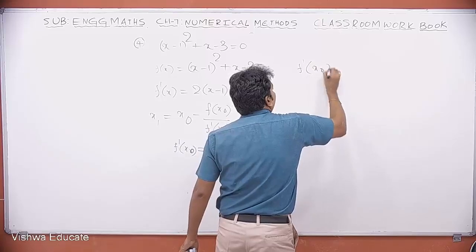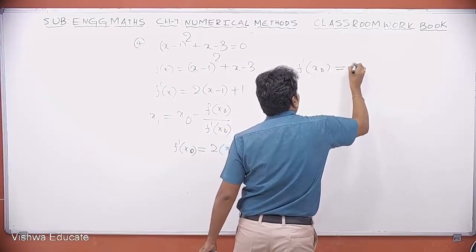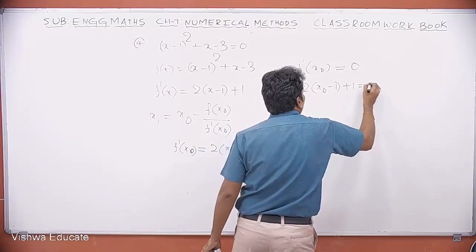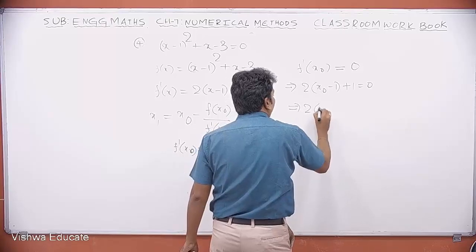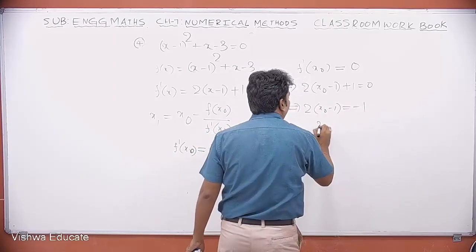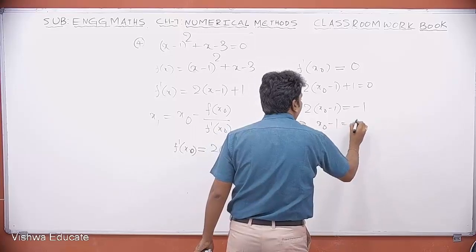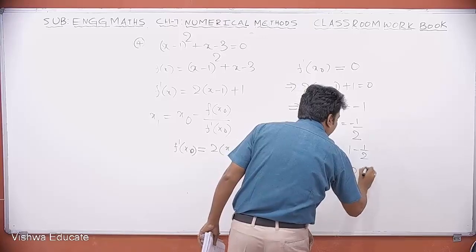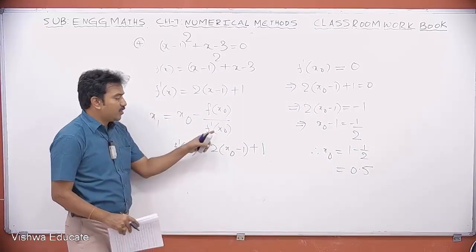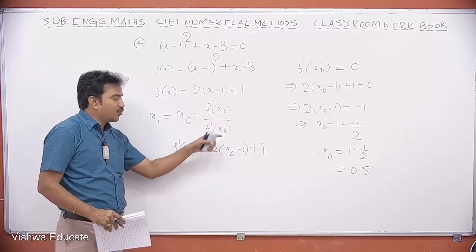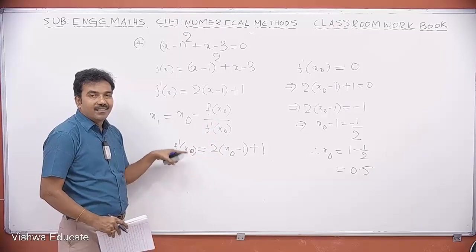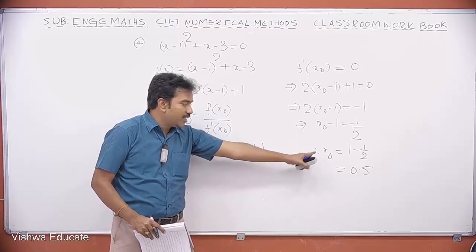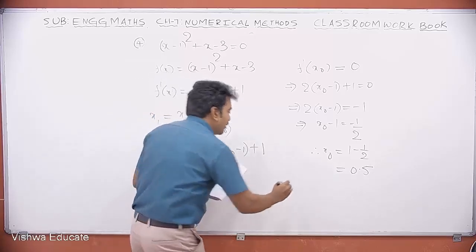Therefore, this must be 0. So for the iteration to fail, f dash of x naught should be 0. This implies 2 times (x naught minus 1) plus 1 equal to 0. So 2 times (x naught minus 1) equal to minus 1. x naught minus 1 equal to minus 1 by 2. Therefore, the value of x naught equal to 1 minus 1 by 2, which gives me 0.5. Whenever the initial approximation you choose is 0.5, then f dash of x naught will be 0. In that case, the method will fail in the very first iteration. So option B is the right answer.